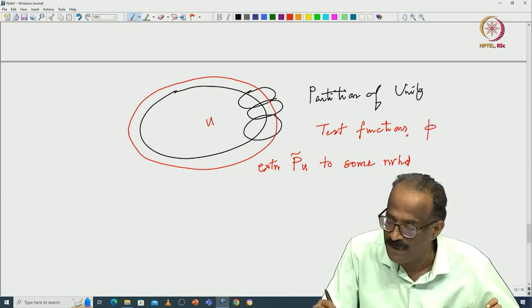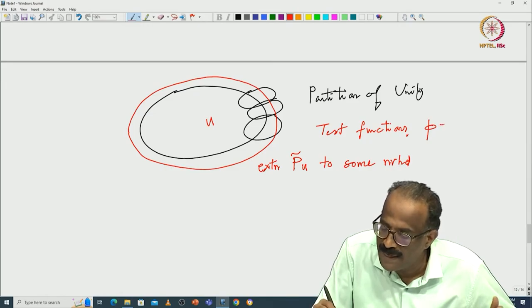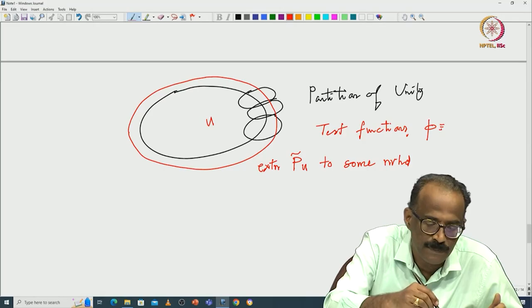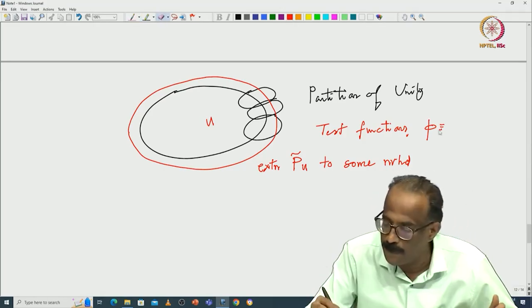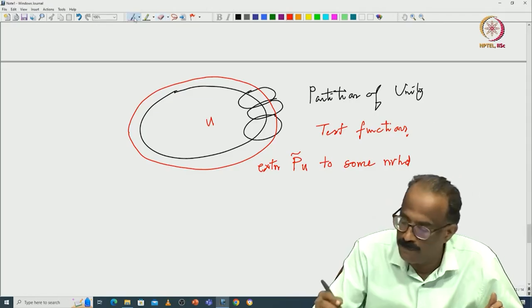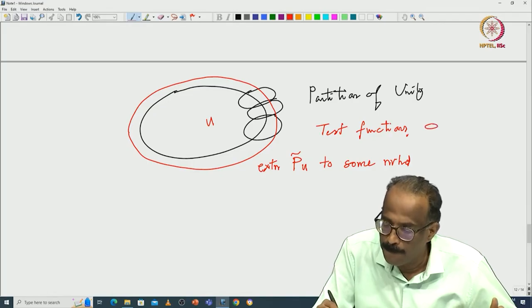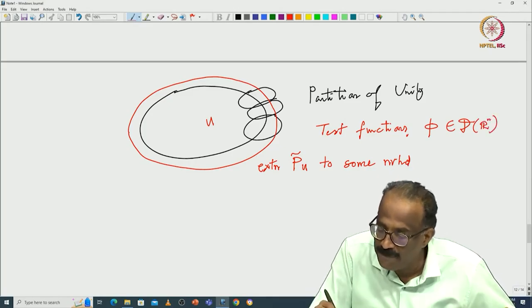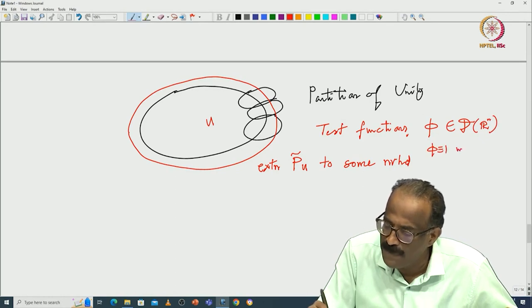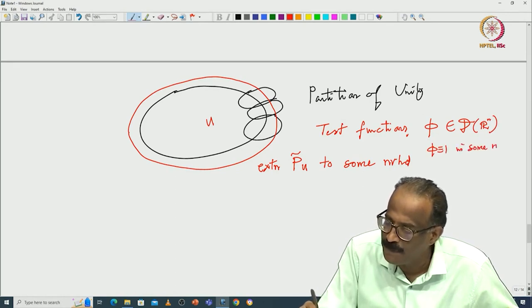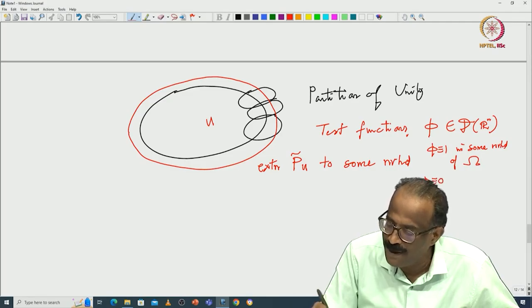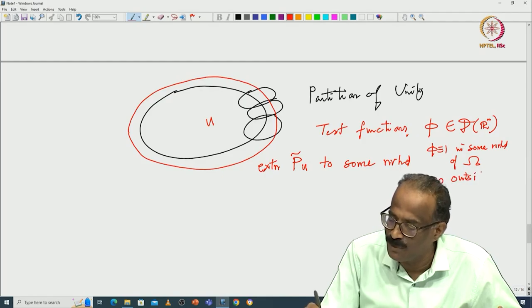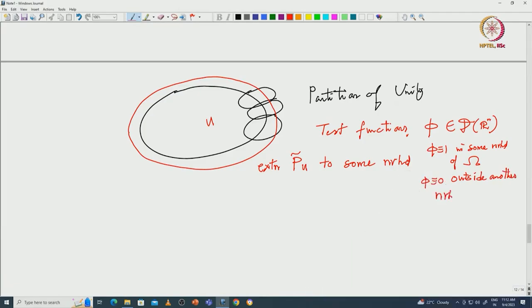Test functions are of this form: phi is in D of R n, and phi is identically one in some neighborhood of omega, and phi equals 0 outside some neighborhood. Such a construction you can do outside another neighborhood. Such constructions we are plenty used.